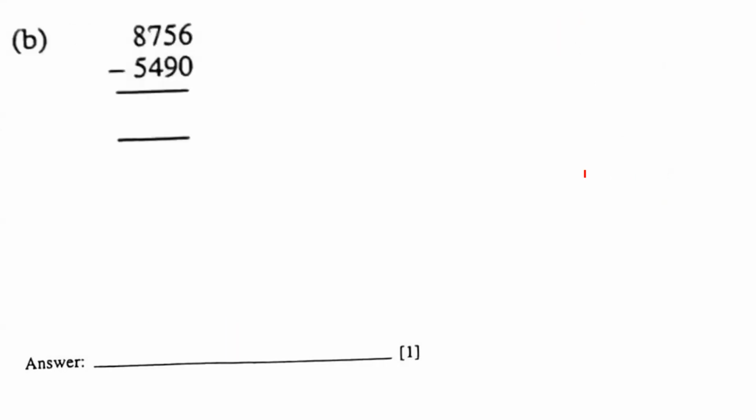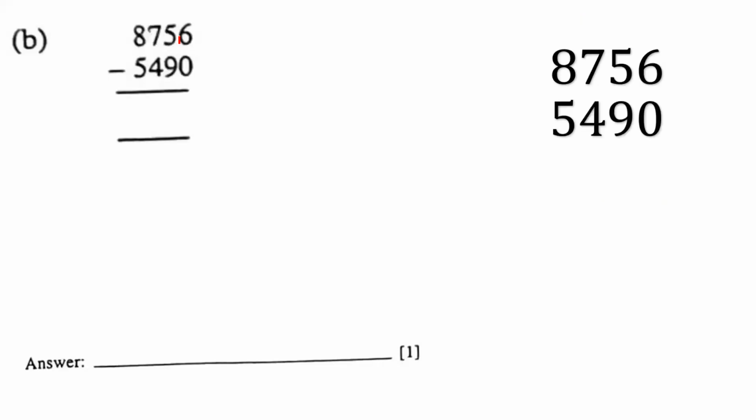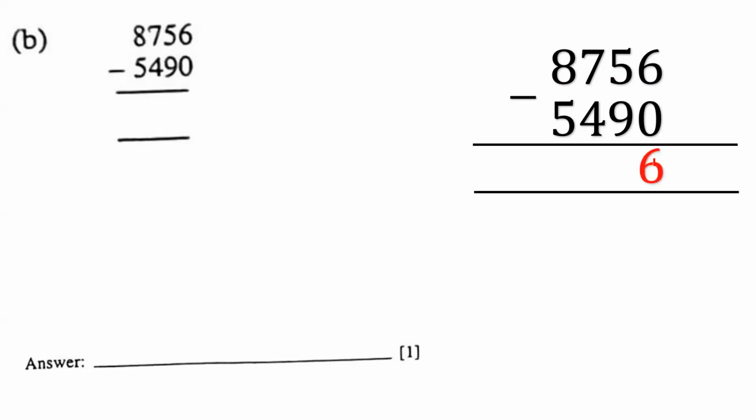Okay, let's move on to this subtraction problem. Here, we want to find the difference. Yes, we want to find the difference between these two numbers. We have 8,756, and we have 5,490. So we have to take away 5,490 from 8,756. We begin with the ones column. We say 6 minus 0. Well, 6 minus 0 is 6.